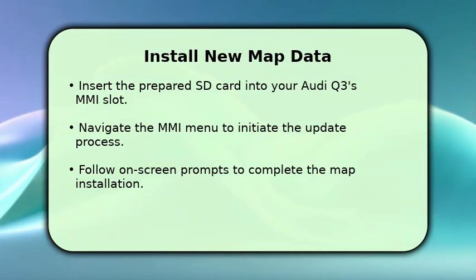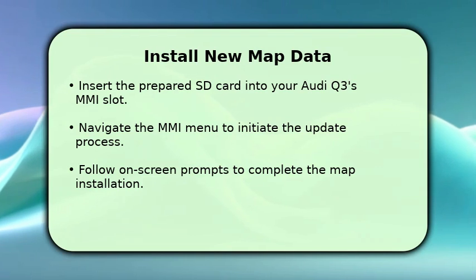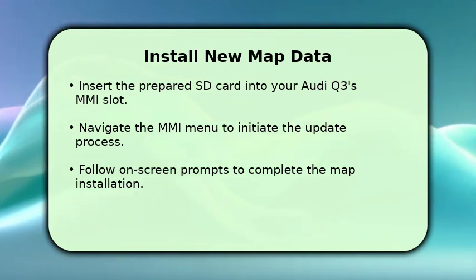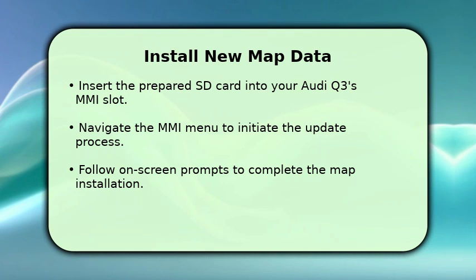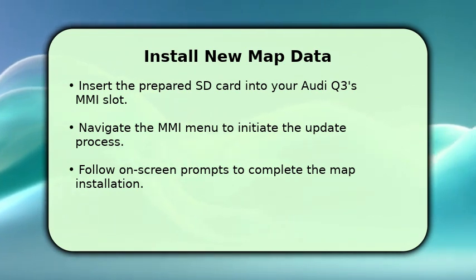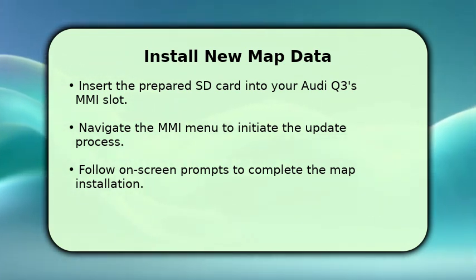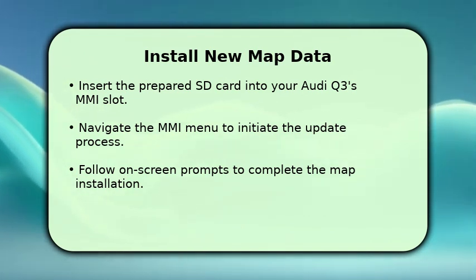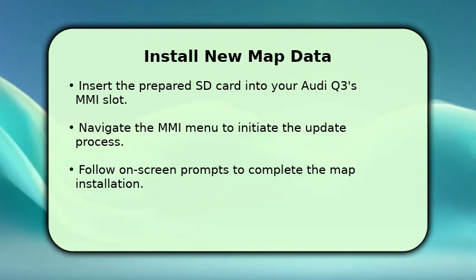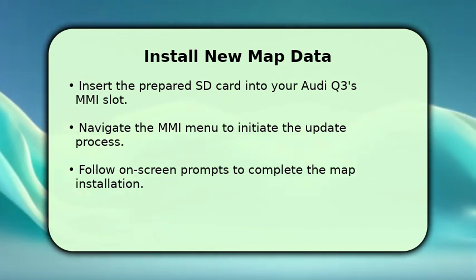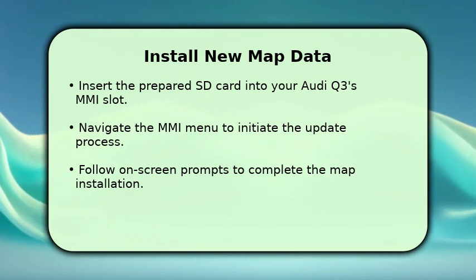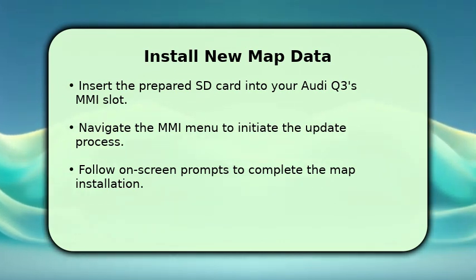With your SD card ready, insert it into the designated slot in your Audi Q3's MMI system. Power on the MMI and navigate to the Setup or Settings menu. Look for the System Update or Navigation Update option. Select the SD card as the source for the update. The system will then guide you through the installation, which might take some time. Keep the engine running during this process to avoid interruptions.